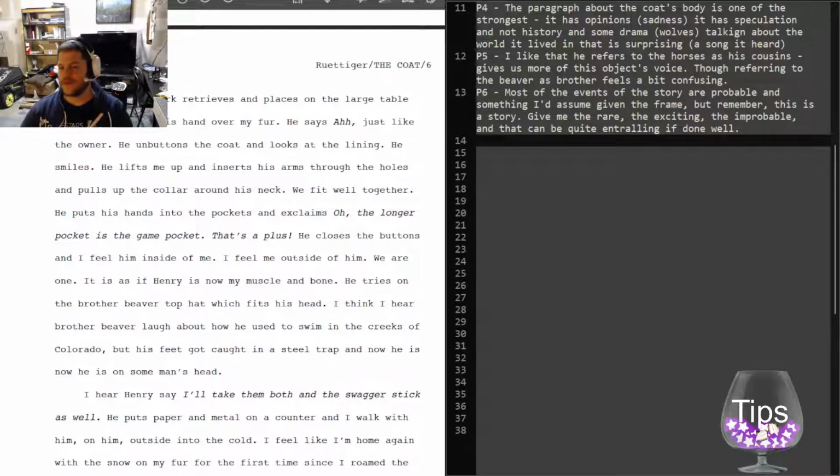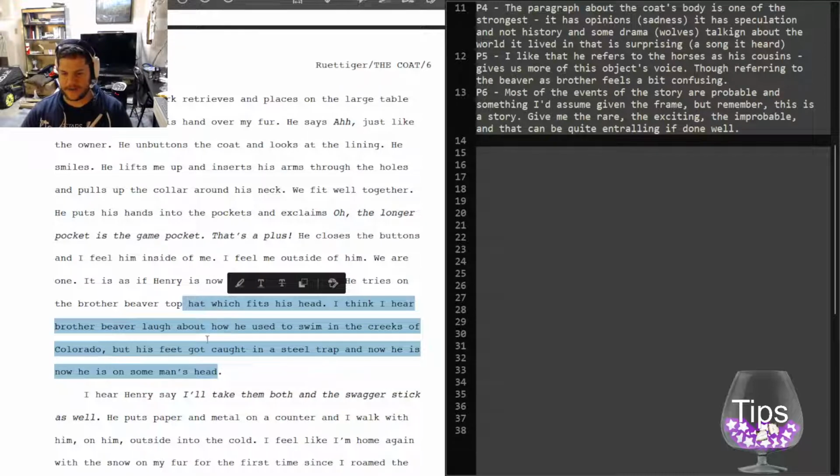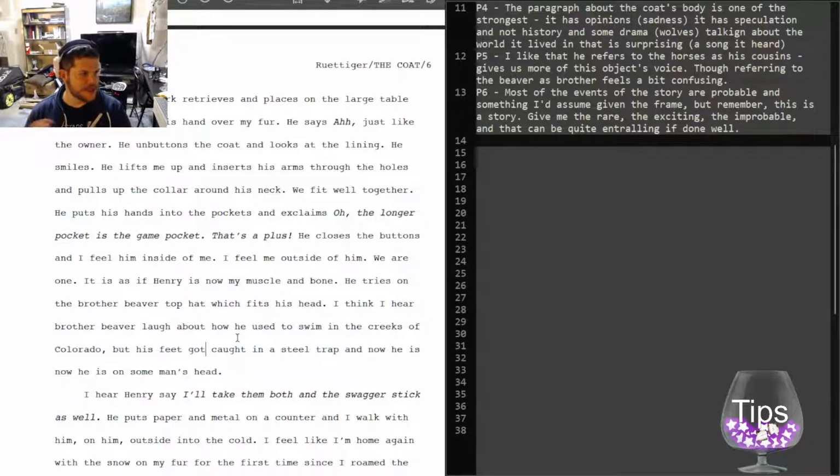So again, even what the beaver's saying is very stereotypical, right? Like the trap, they got trapped in Colorado. So what if there was a different story? What if the beaver is sad or confused, or maybe not as conscious and sentient as the coat is? So just push yourself for some more possibilities. I think we're in a very narrow possibility set.